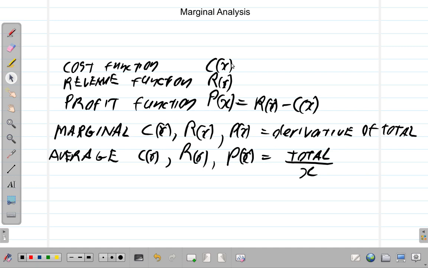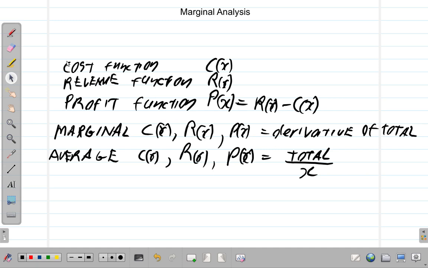Now the average cost, average revenue, average profit is just the total divided by X, the number being sold. So you're talking about cost per unit you invest in, or the revenue per unit, or the profit per unit. Right?